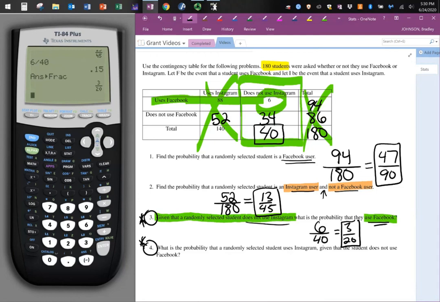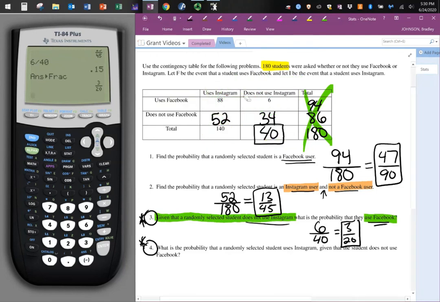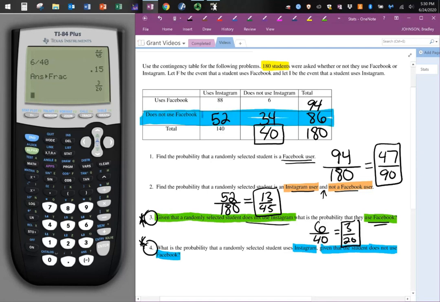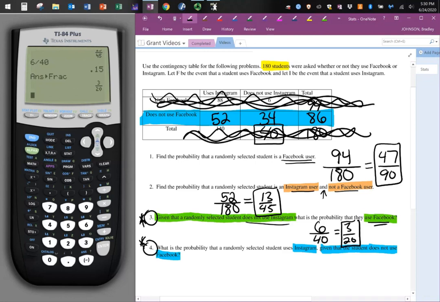Okay, going on to the next one. Let me erase my overlaps. So let's demonstrate another conditional. What is the probability that a randomly selected student uses Instagram given that the student does not use Facebook? So we're given that they do not use Facebook. I'm only going to look at that row. So I will be ignoring all these other values, let me just scribble out everything else. I'm only now looking at the 52, 34, and 86. So 86 is my new total.